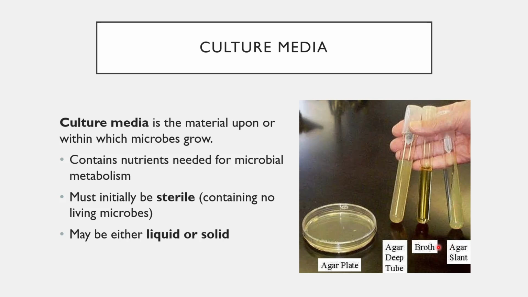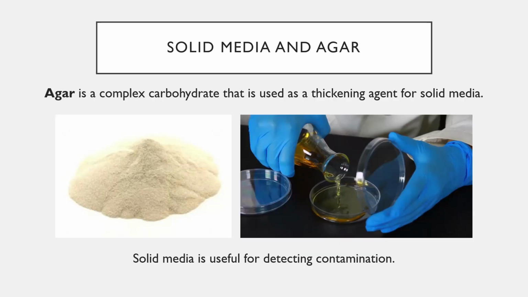3 out of the 4 of these are solid media, and those are agar plates, the agar deep, and the agar slant. The broth is a liquid type of media. The way that the other 3 types of media are made solid is through the addition of an agent called agar, which is a complex carbohydrate similar to gelatin that is used as the thickening agent. The way that agar works is very similar to gelatin in terms of adding it to a liquid, heating it up, and as you cool it down, it becomes solid.